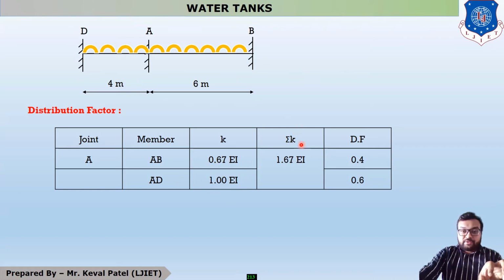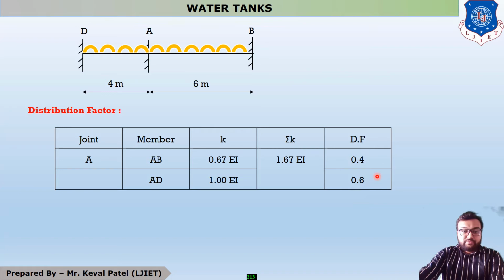Now the next column is summation of K. So the summation of these two values is this, and the last column is distribution factor. So what is the equation of distribution factor? The equation of distribution factor is K upon summation of K. It means 0.67 EI divided by 1.67 EI. So you will get your answer 0.4. And similarly for this, it is 0.6.